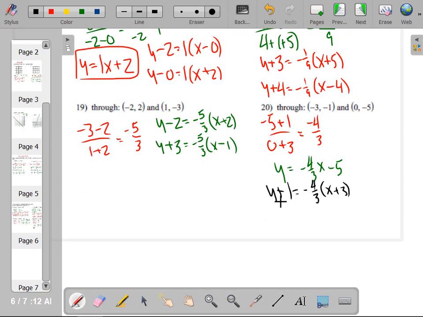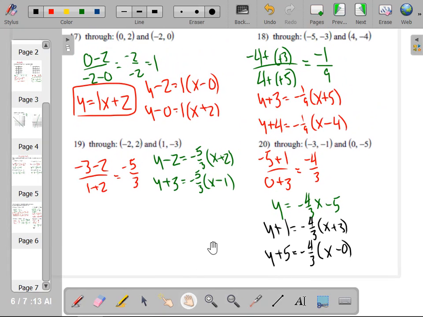And then I can do it with the other point if I wanted to. Y plus 5 equals -4/3 x minus 0. And you can simplify that, but you don't have to. Since I'm given the y-intercept in these two, and I know that because x is 0, I can write those two in slope-intercept. The other ones I did in point slope.